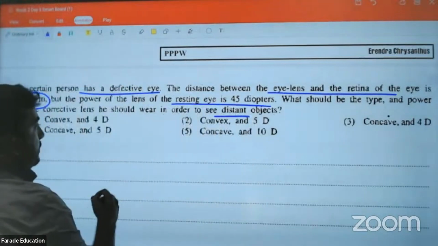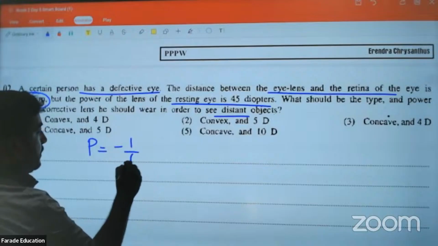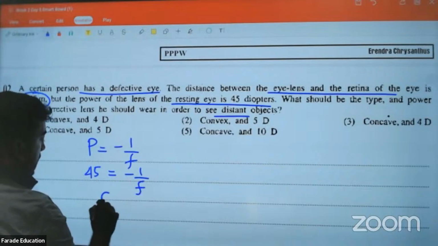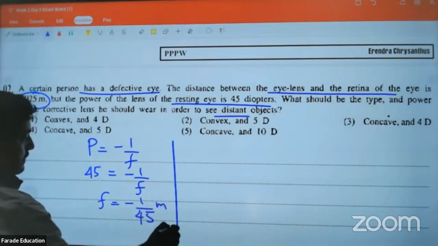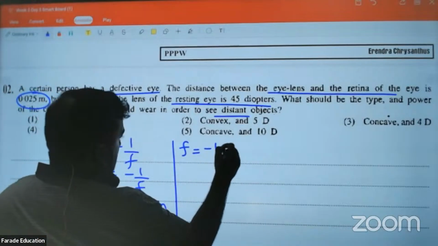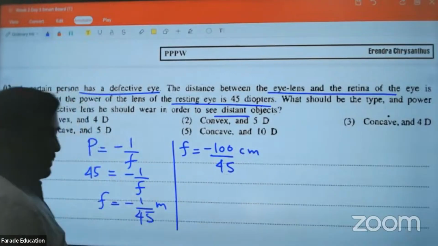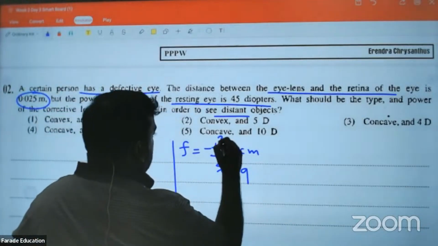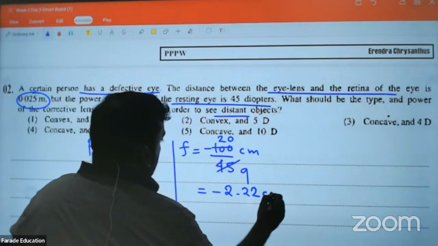Power is given. The power of the resting or relaxed eye is given, 45 diopters. Focal length is 1 over 45 meters. If you simplify it, that is 100 over 45 centimeters. Dividing by 5, 5 times 9, 5 times 20, you will get 2.22 centimeters.